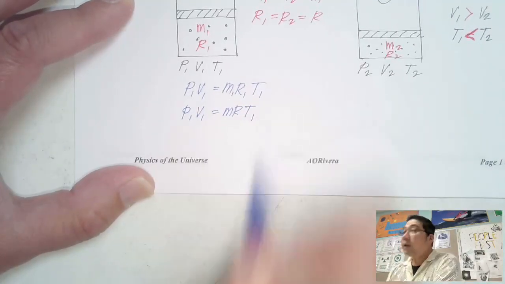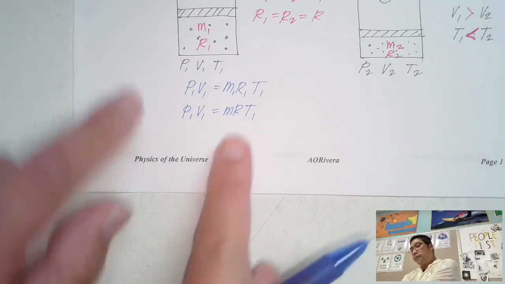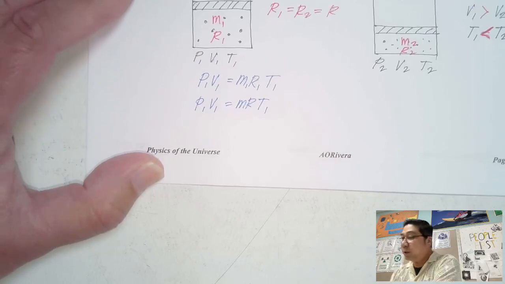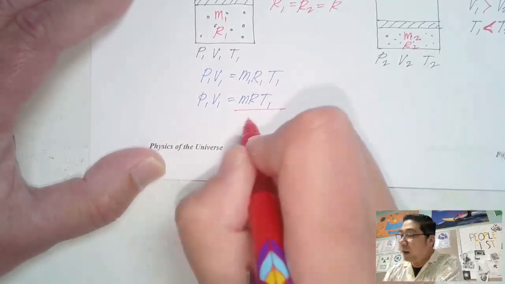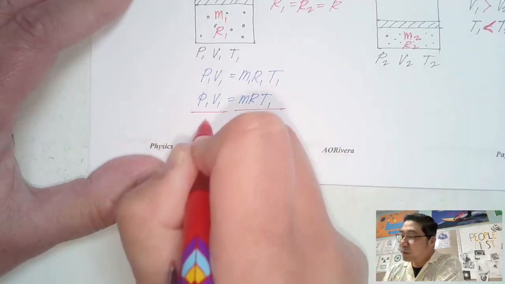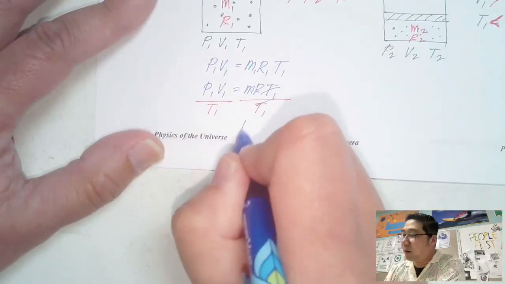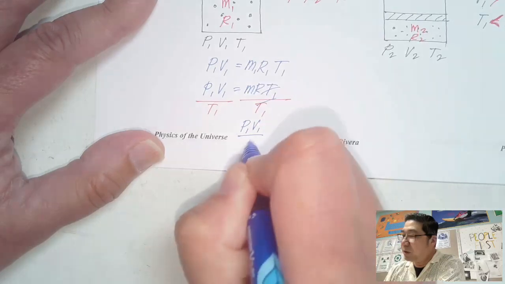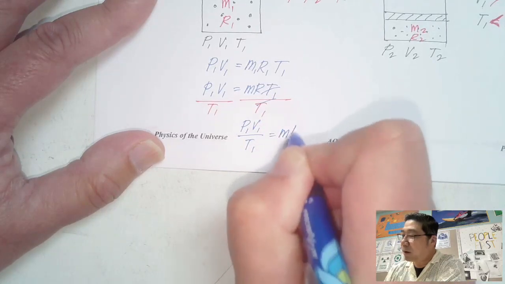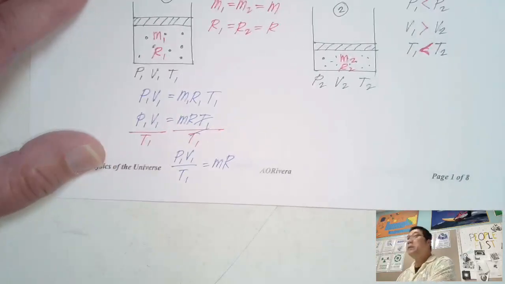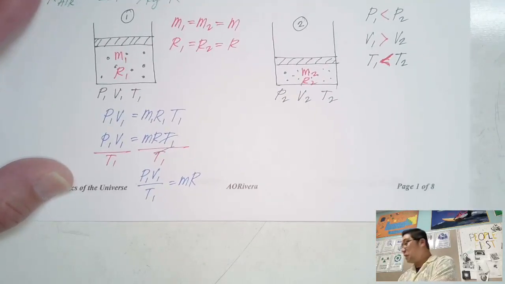Guys, I want to make sure that everything with subscript 1 is on one side of the equation. So what's the best thing to do? Divide both sides by T1. So what do we have now? T1 cancels out, and we have P1 V1 over T1 equals M R. That will be for number 1. So far, are you catching up with it? Is everything clear? Somewhat? Alright, you can just watch it again later.